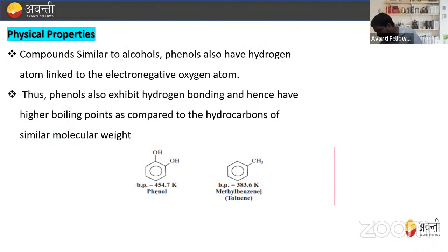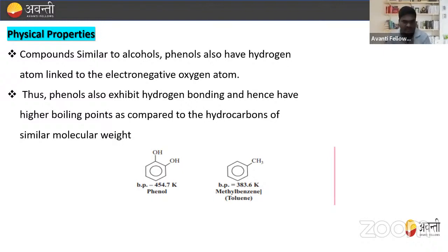Now, what are the physical properties? Similar to alcohols, phenol also has a hydrogen atom linked to the electronegative oxygen atom. Thus, phenol also exhibits hydrogen bonding and hence has a higher boiling point compared to hydrocarbons of similar molecular weight. The boiling point of phenol is around 454.7 Kelvin, and the boiling point of methylbenzene, or toluene, is 383.6 Kelvin.